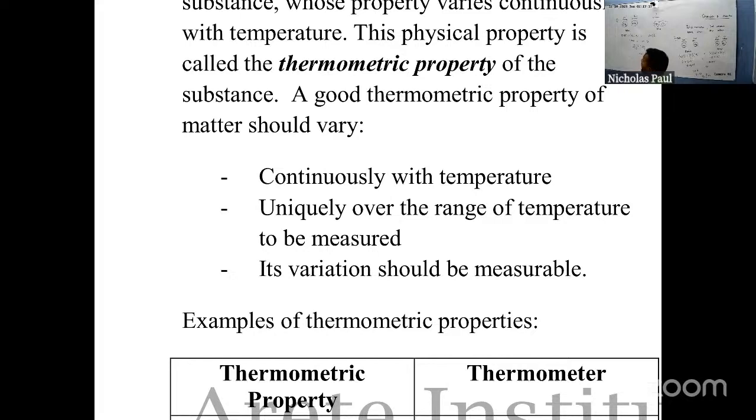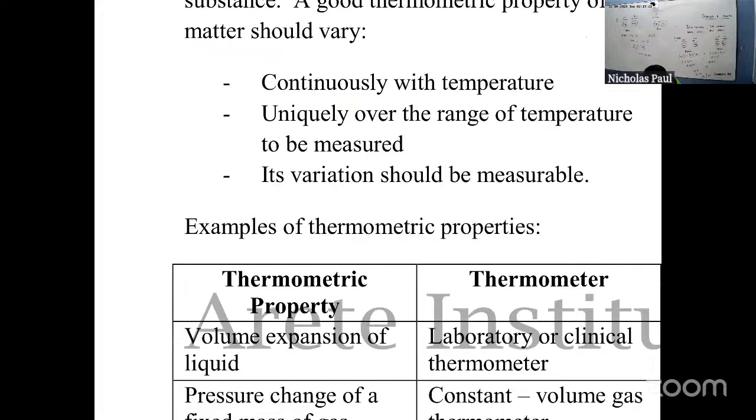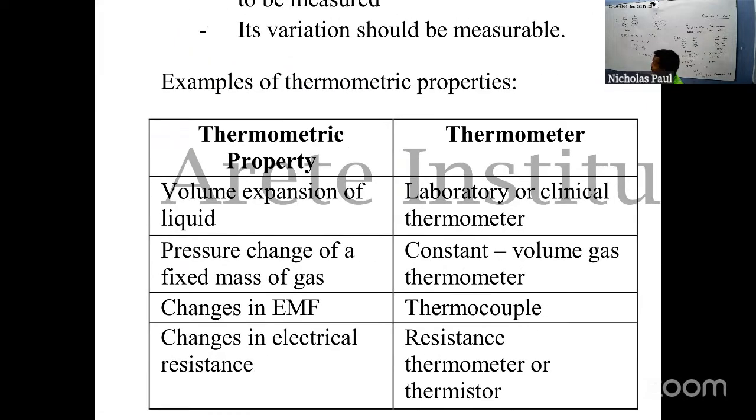All right, so those are your three things. Below here we have some examples: volume expansion of a liquid, the laboratory thermometer, and the clinical thermometer. Pressure change of a fixed mass, constant volume gas thermometer. Actually, I think there's a simulation, I'll show you this one. You'll recognize that constant volume.